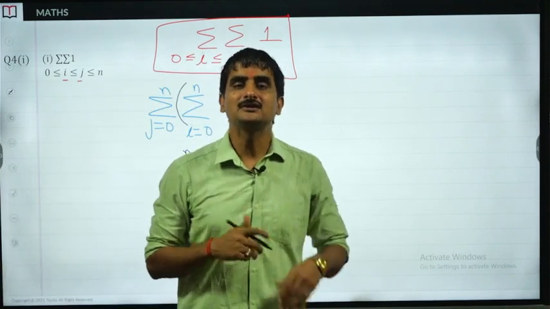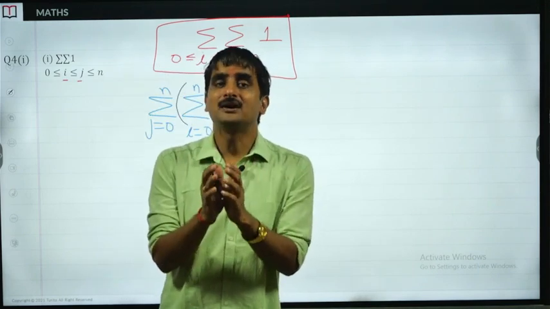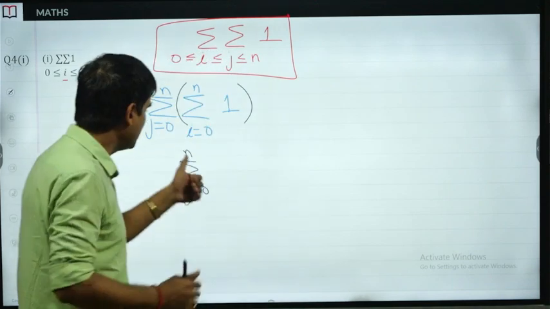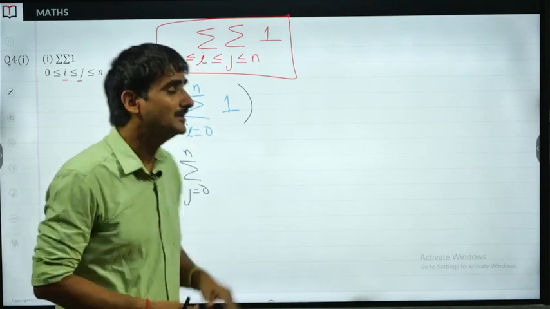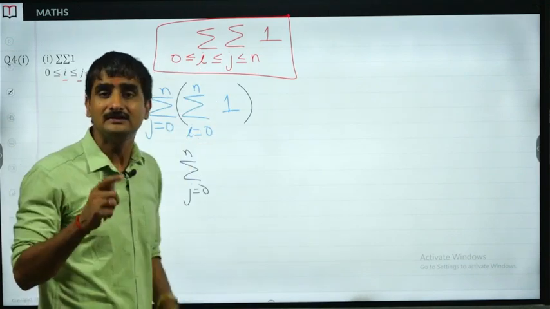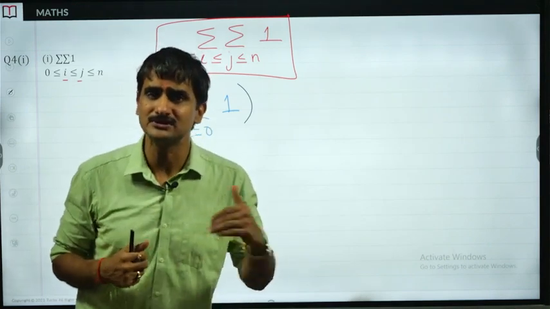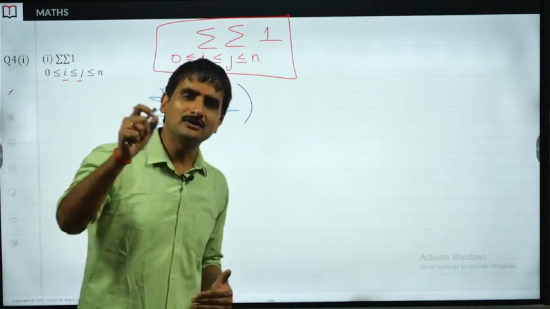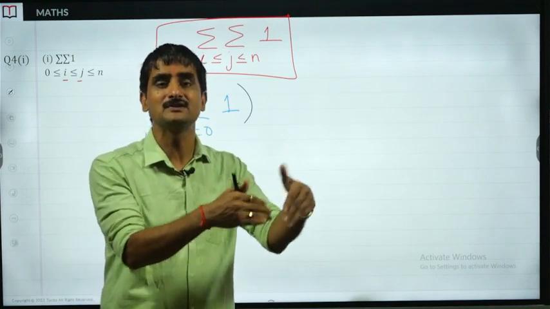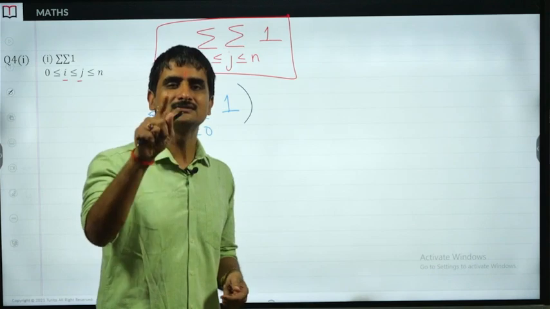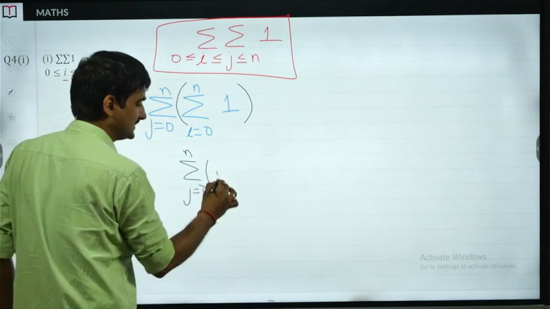Summation of 1 gives us the number of values which the variable takes. Like i here, i is the variable of the summation. How many values does i take here? i goes from 0 to n, it takes n plus 1 values. Okay, so when you are writing summation of 1, what does that mean? For whatever value of i you put, the value will be 1. So 1 plus 1 plus 1 plus 1, how many times? The number of times the value i takes. So i is taking n plus 1 values, so the summation is n plus 1.